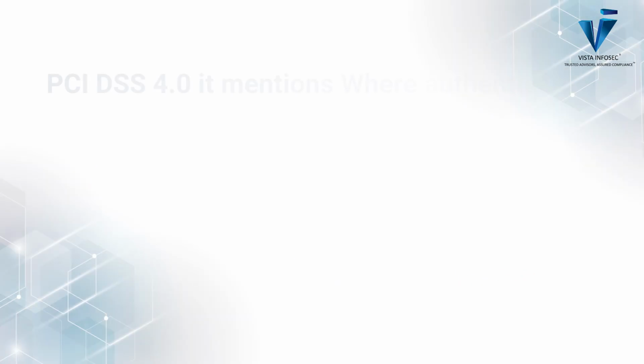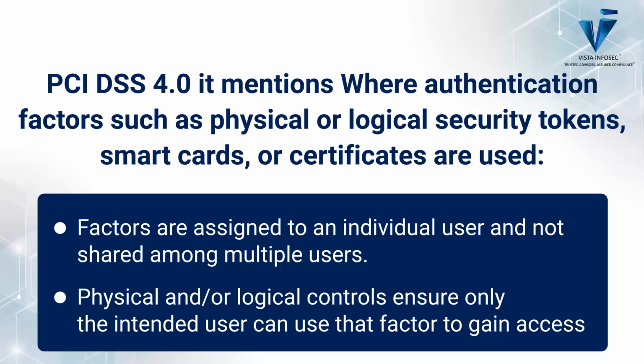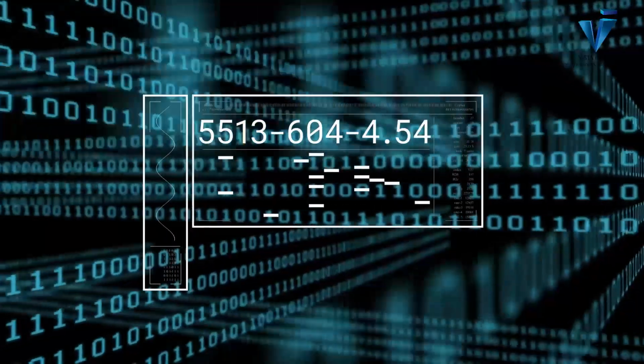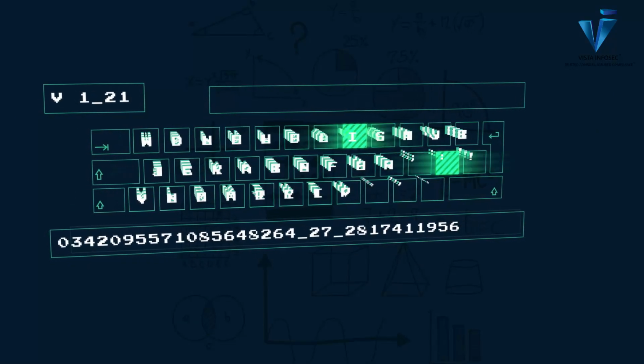And here in the latest version of PCI DSS 4, it also mentions where authentication factors such as physical or logical security tokens, smart cards, or certificates are used. They should be done under two specific conditions that are given. That is, factors are assigned to an individual user and not shared among multiple users. So as you know, for any of these tokens or smart cards, there is something called a factor, like a registration key or a serial code, or some sort of a key for each of these tokens which are unique. And so whatever the factors are, they should not be shared across multiple users.